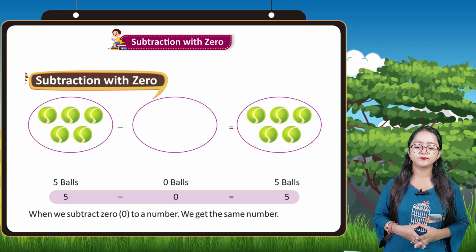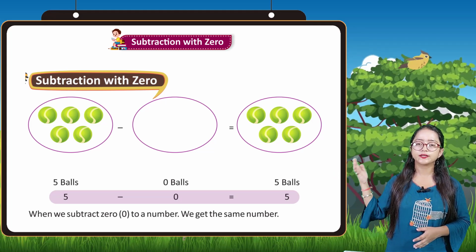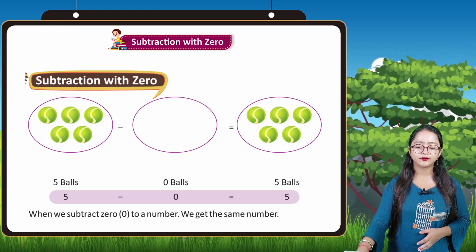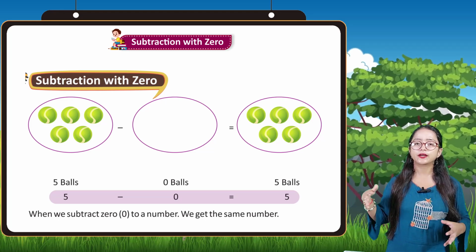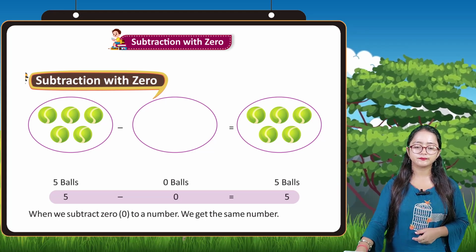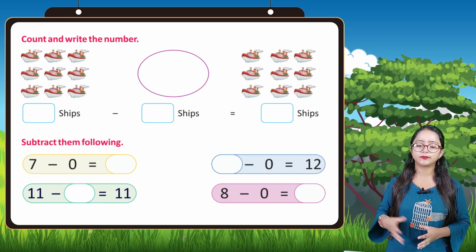Subtraction with 0. Here you can see 5 balls minus 0 balls equals 5 balls. 5 minus 0 equals 5. When we subtract 0 from a number, we get the same number only. Okay. Now there is the exercise. Count and write the number.